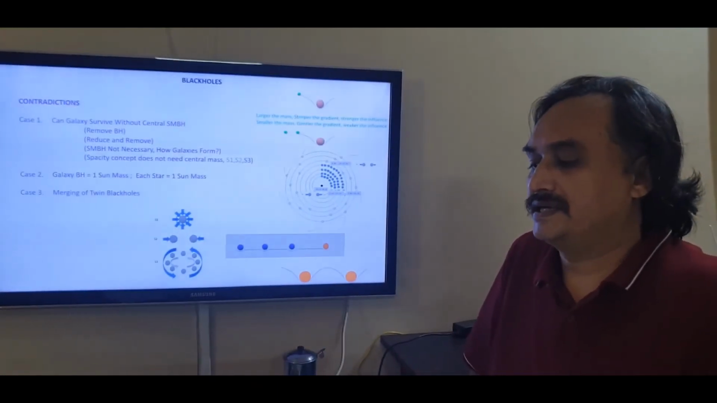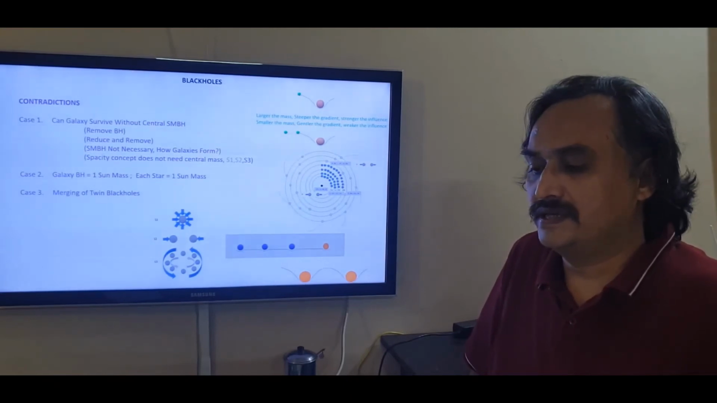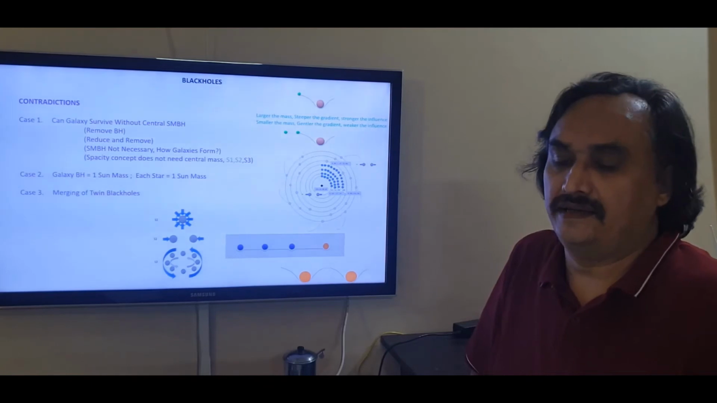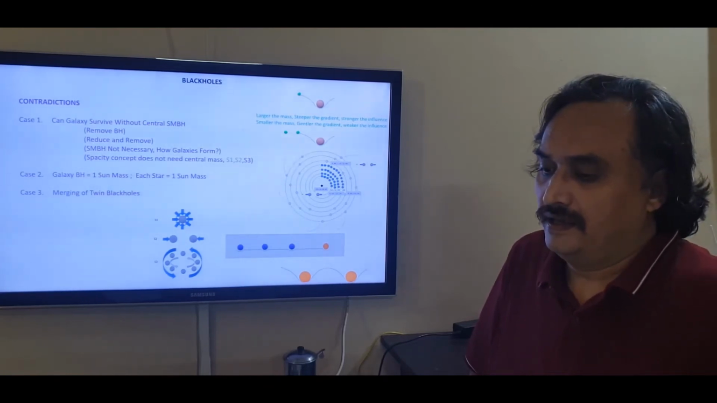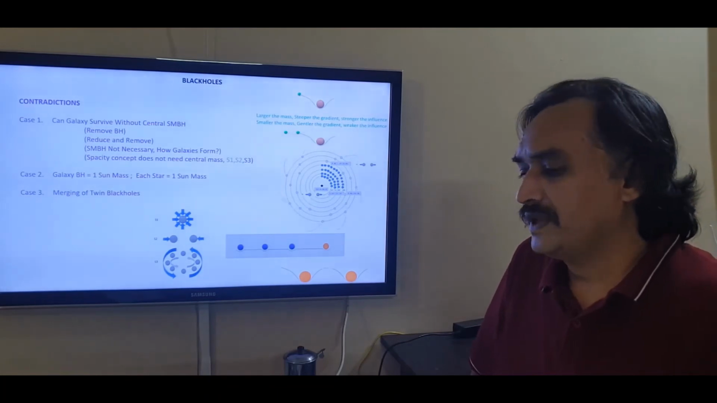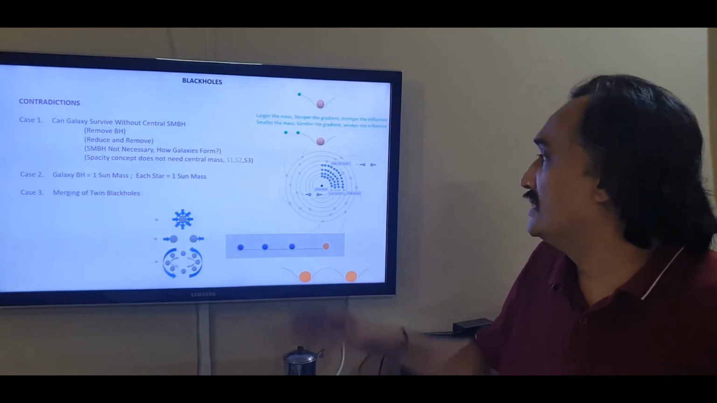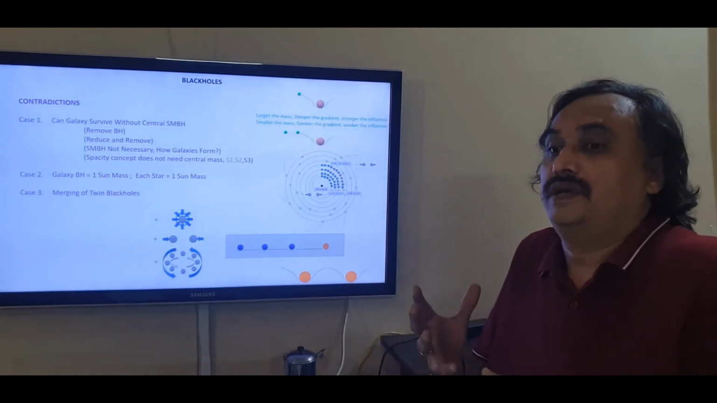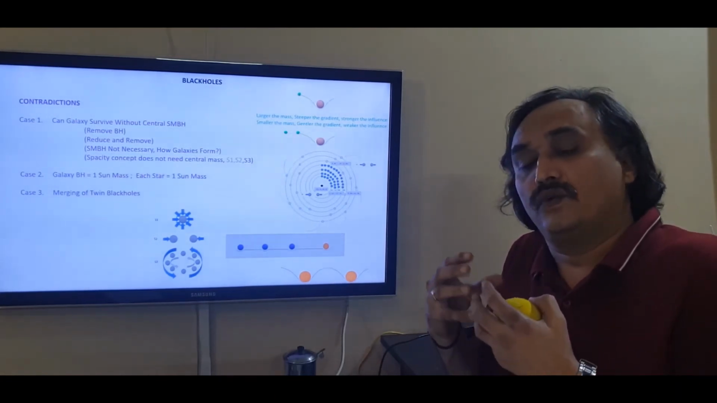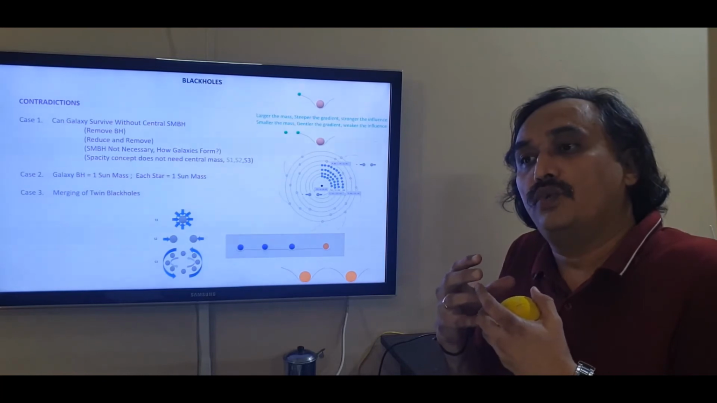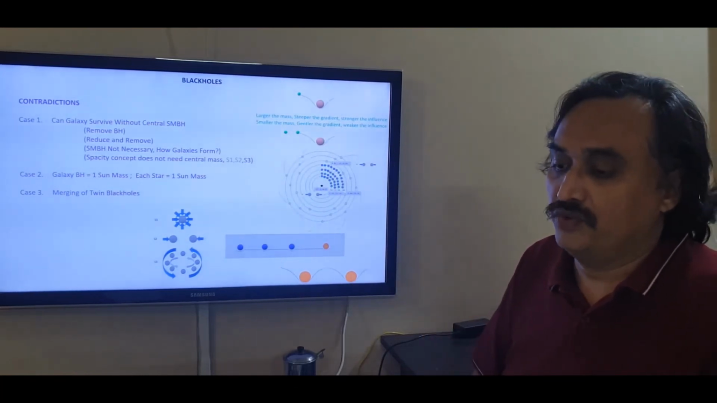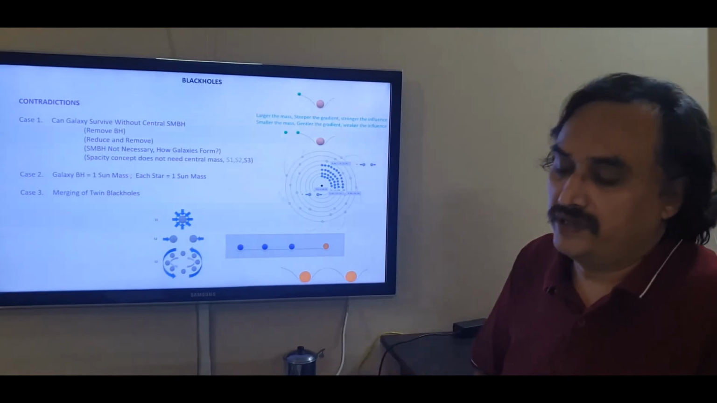Now, the last section that we are going to consider is the contradictions of black holes. It is generally said that the galaxy cannot survive without a supermassive black hole, because the classical model of the universe says that it was the supermassive black hole which created the galaxy in the first place. So if you remove it, then the galaxy would disintegrate.